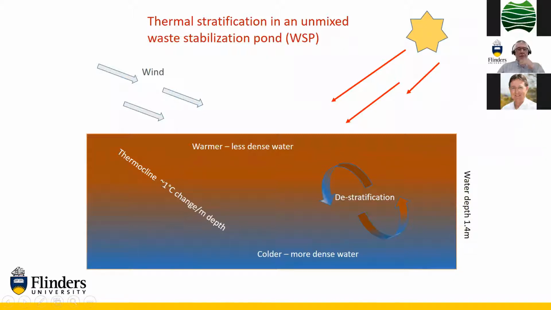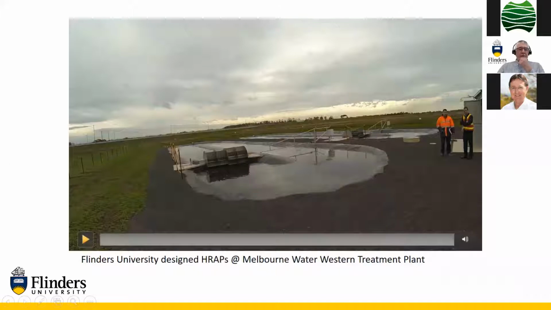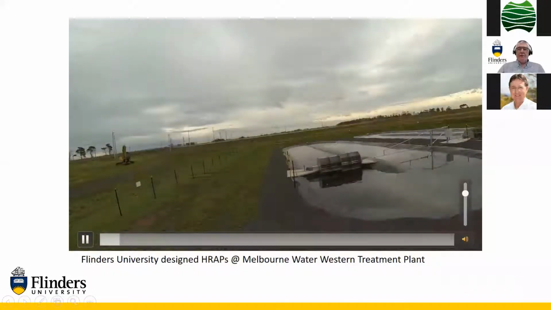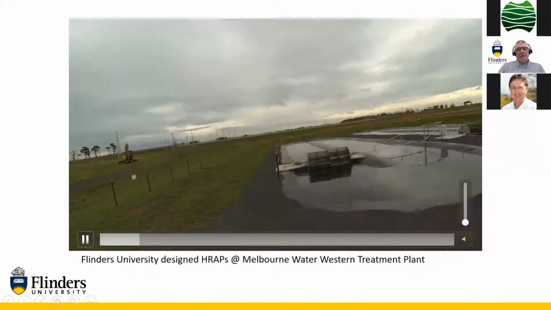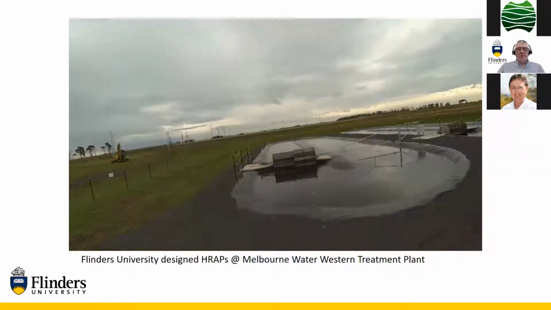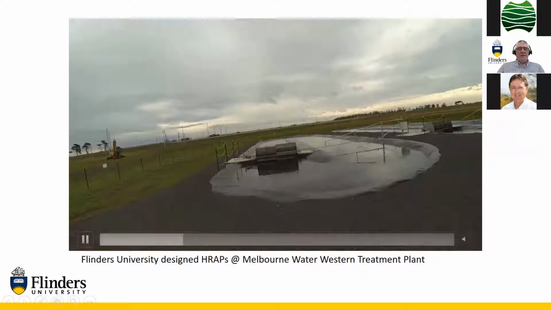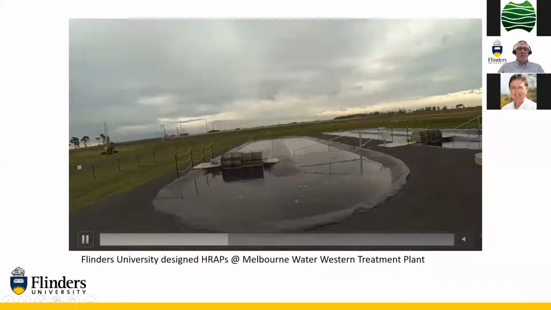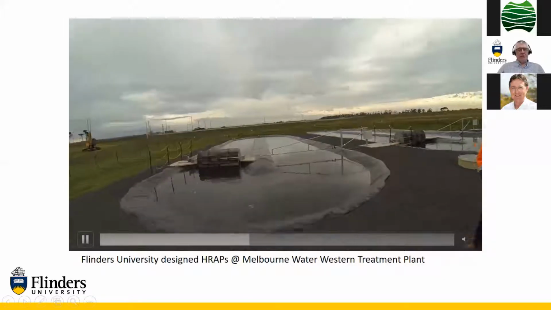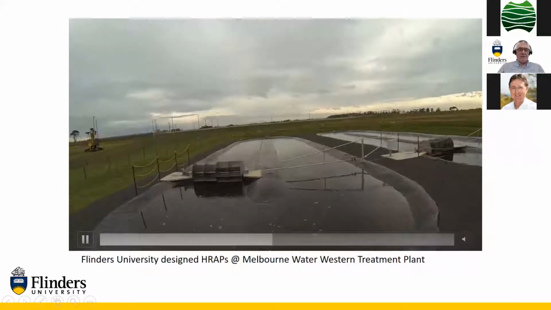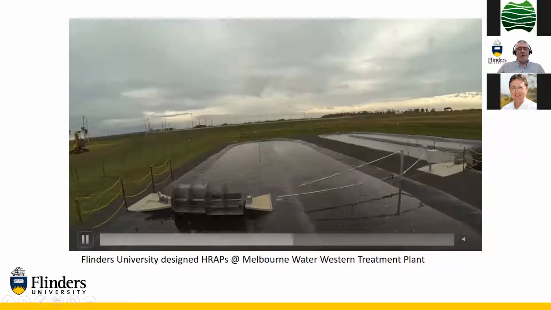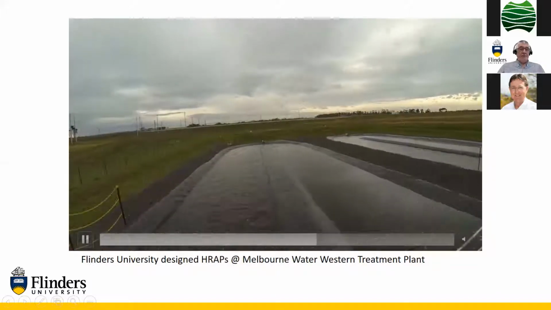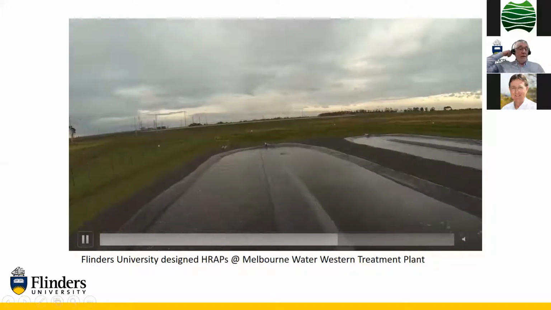I'm going to show you the video now, which I think shows why a high rate pond is significantly different. It's got a simple paddle wheel mixing that's turning at about 12 RPM. This is our system that we built for Melbourne Water out of the Werribee treatment plant to look at nitrogen removal and also biomass biosolids production. Shallow lined pond, this is only 0.3 to 0.5 meters deep, mixed by a paddle wheel.